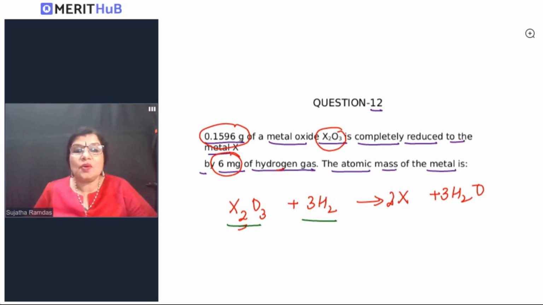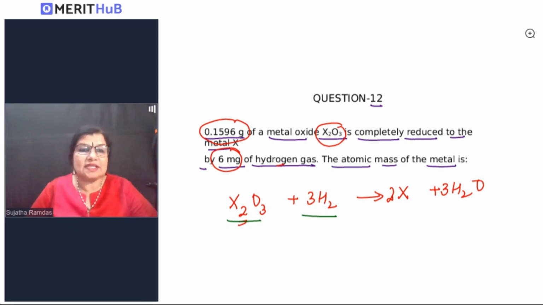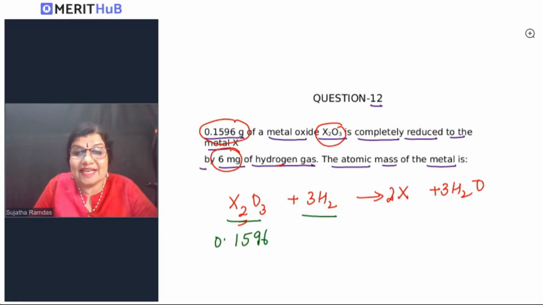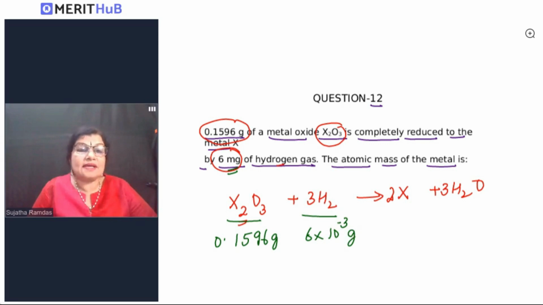All right. Now, you notice that in X2O3, X is the unknown element whose atomic mass has to be determined. You're provided with the mass of hydrogen gas, right? So now, using the given masses, let's start with 0.1596 grams of X2O3 completely reacting with 6 milligram. Don't forget to convert it to grams. 6 into 10 to the power of minus 3 grams. This is the data given to us in the question.